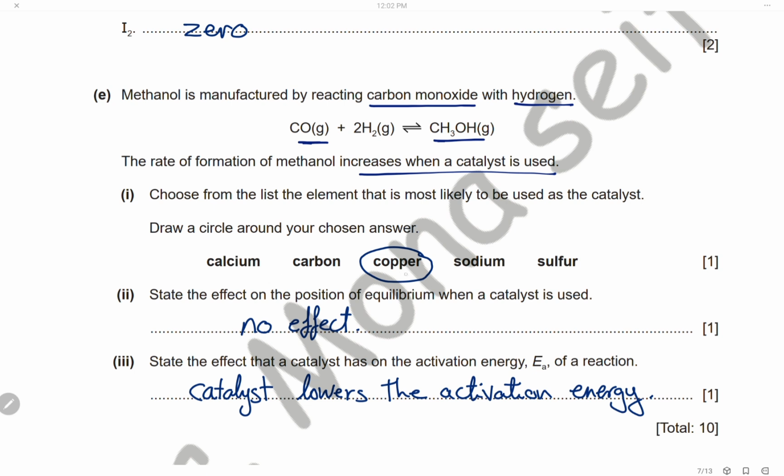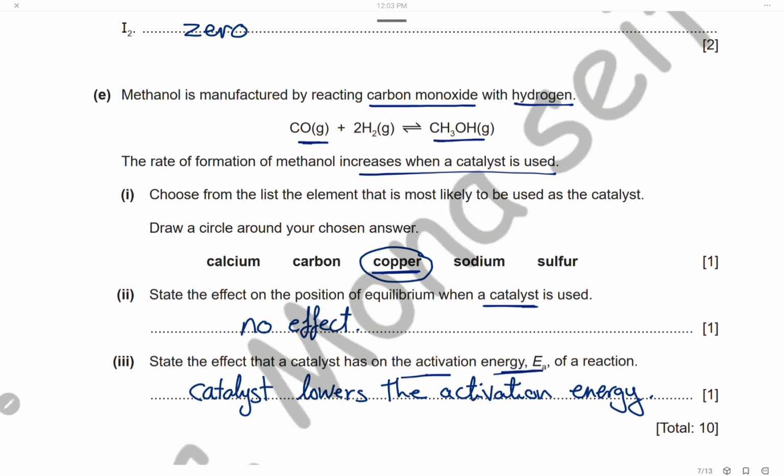Here we have the only transition metal, which is copper. We know that transition metals can be used as catalysts, so we will choose copper to be the suitable catalyst. State the effect on the position of equilibrium when a catalyst is used. Catalyst has no effect on the position of equilibrium because catalysts increase both the forward and the backward reaction by the same rate. State the effect of the catalyst on the activation energy.